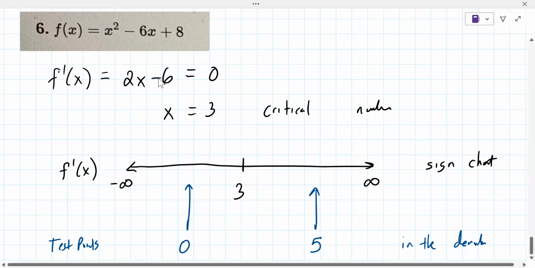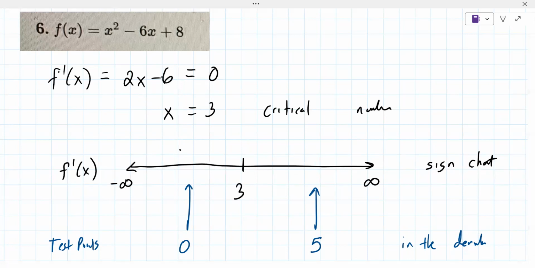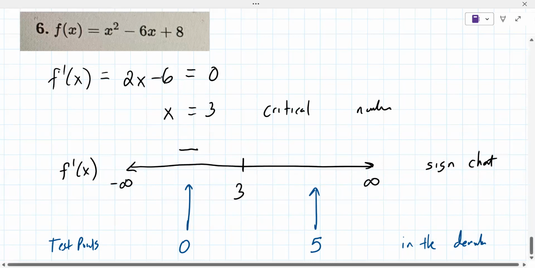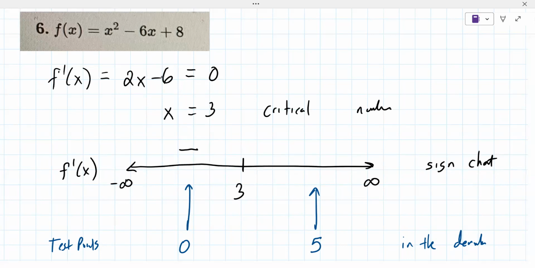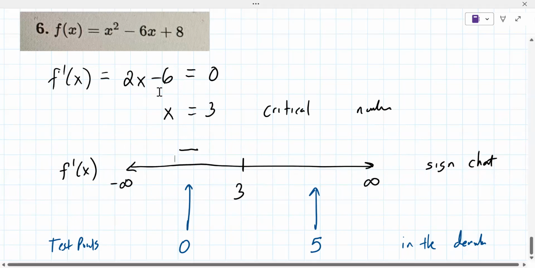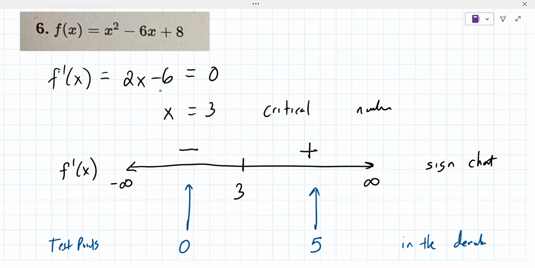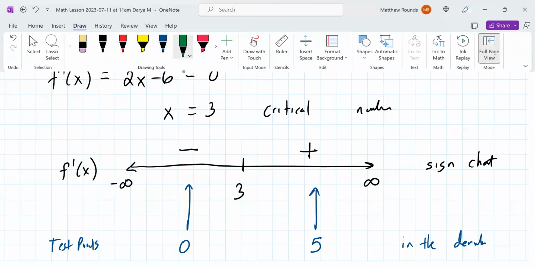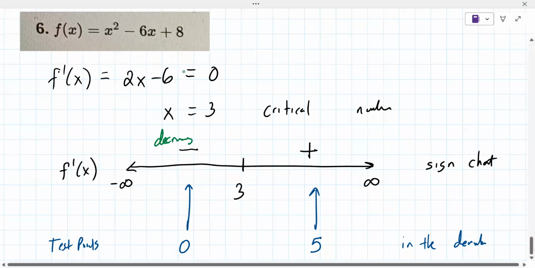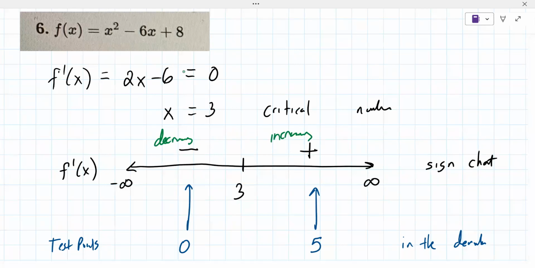2 times 0 is 0, 0 minus 6 is negative 6. All I care about though is that it's negative. Don't care what it actually is. And you'll see in the more complicated problems that that's really helpful because you don't have to actually get the result. 5, 2 times 5 minus 6 is a positive number. So guess what this tells you? It tells you that it's decreasing where it's negative and increasing where it's positive.